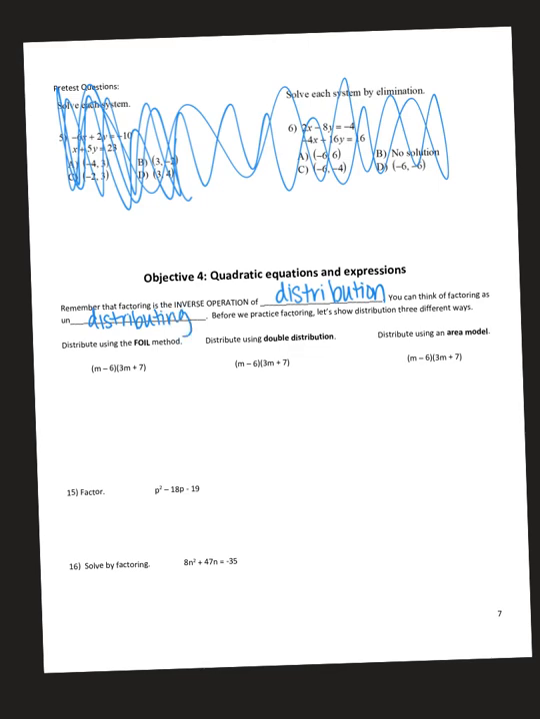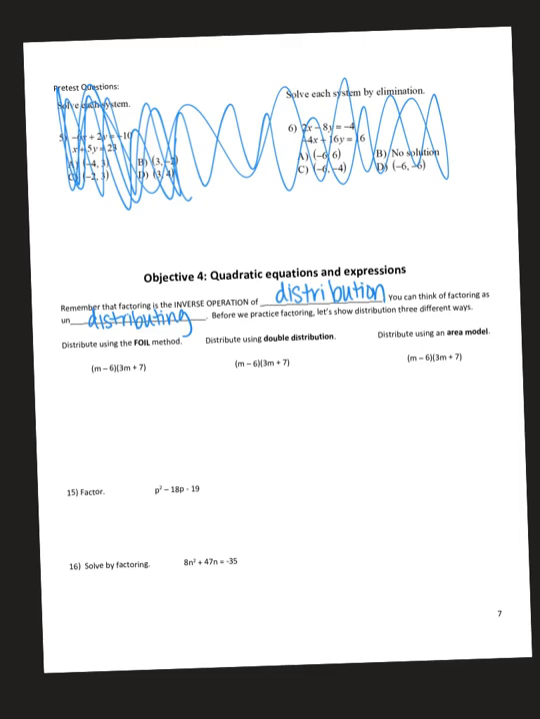Before we practice factoring, let's show distribution in 3 different ways. There are a number of different factoring techniques that you can use. You can guess and check. You can use grouping with the diamond, which is also the AC method. You can use an area model, which still requires the diamond and the AC method. But both of those are at least strategies that don't just leave you guessing and checking. But to understand factoring, we need to understand what distributing is.